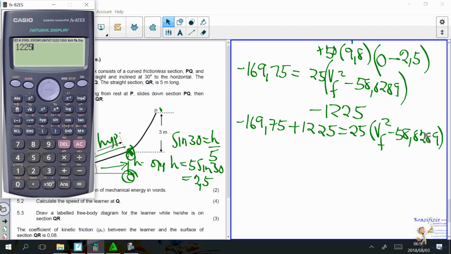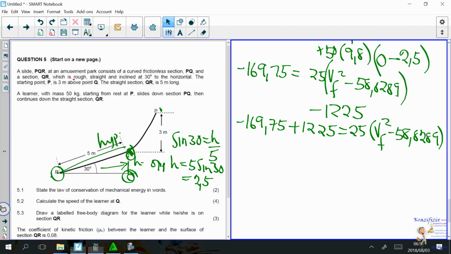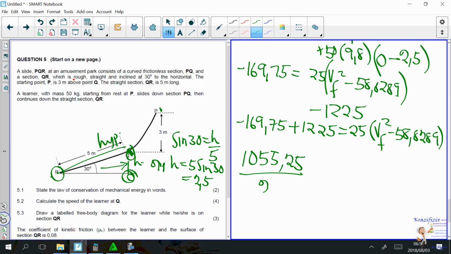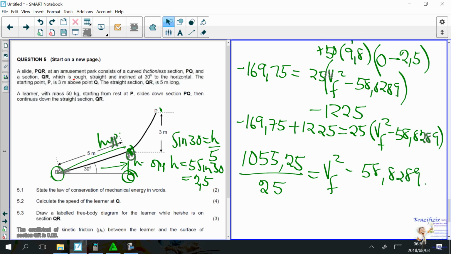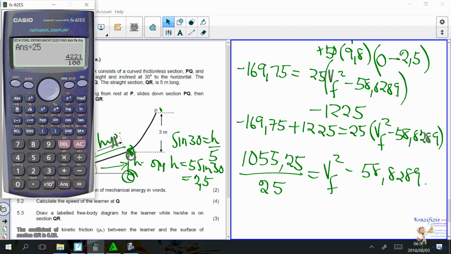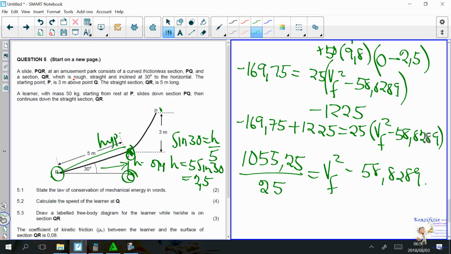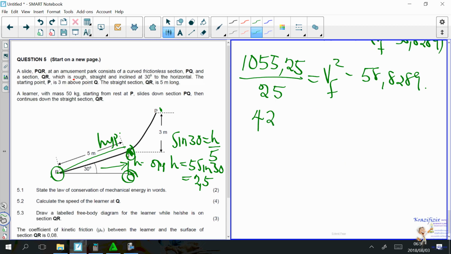1225 minus 169,75. What do we have? 1055,25. Can I divide both sides by 25, which is equal to VF squared minus 58,8289. All right, dividing by 25, what do I have? 42,41, which is now similar to what we did earlier on, 42,41 plus 58,8289 equals VF squared.